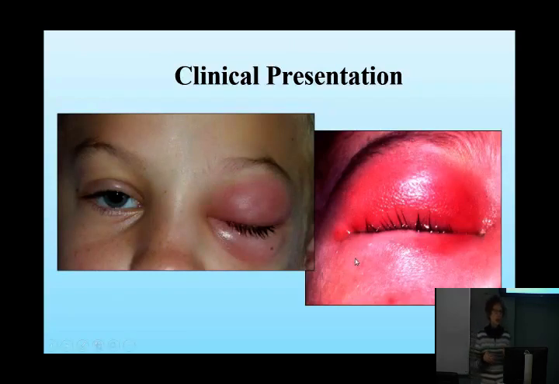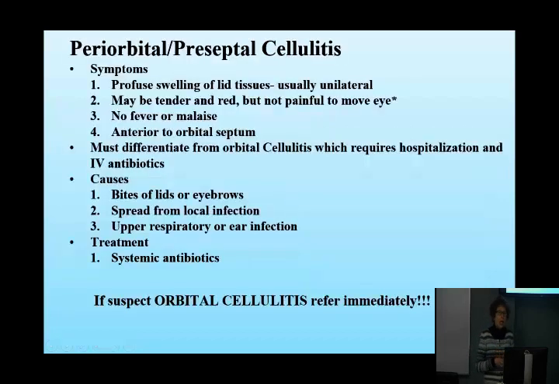These kids usually don't have any fever. They'll be uncomfortable just because of all the swelling. Usually one of the hallmark signs is I'll ask them, does it hurt when you move your eye? So when they move their eye back and forth, if they really complain of, oh my gosh, that hurts real bad, that's more of a medical emergency because that could be orbital cellulitis, which requires hospitalization.